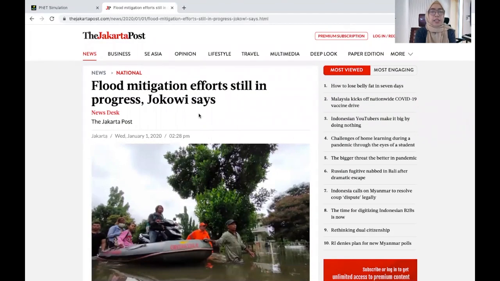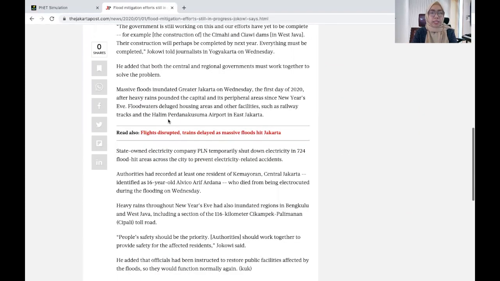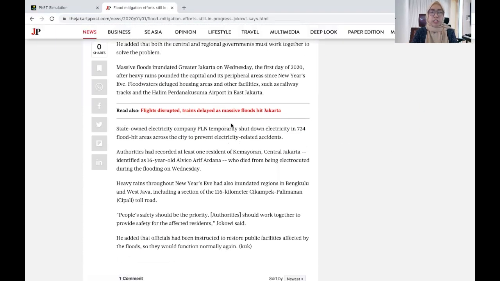In today's chemistry, we will learn about electrolyte and non-electrolyte. But before we start to discuss it, let me show you news from Jakarta Post. In this news, it is said about flood mitigation. In one of the flood mitigation measures, we should shut down the electricity. So PLN shut down the electricity in the flooding area.